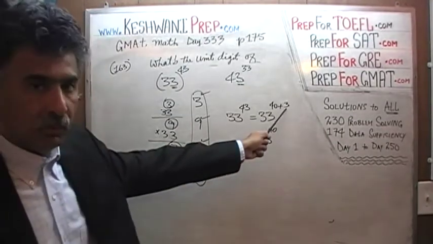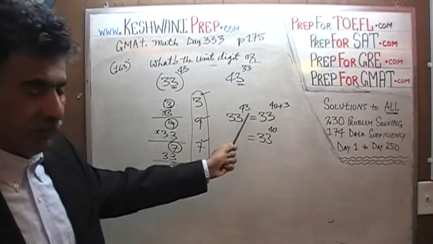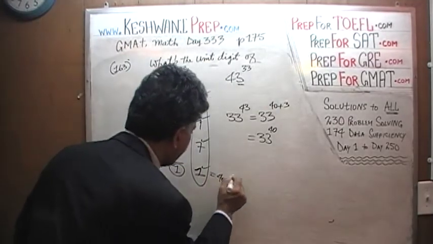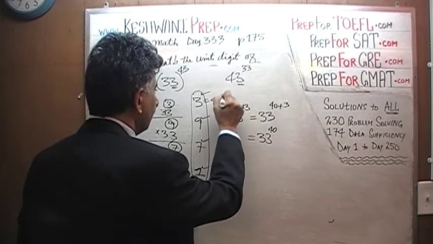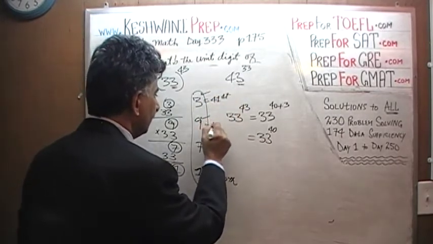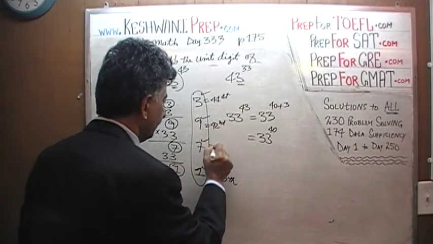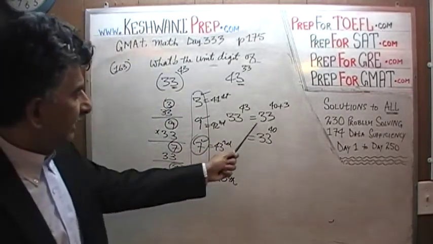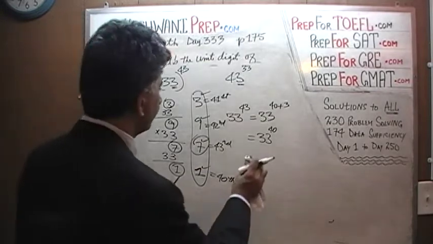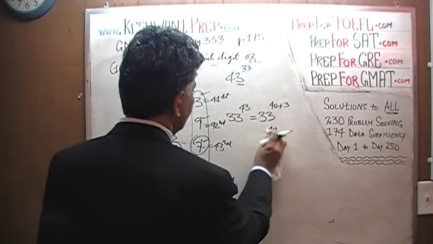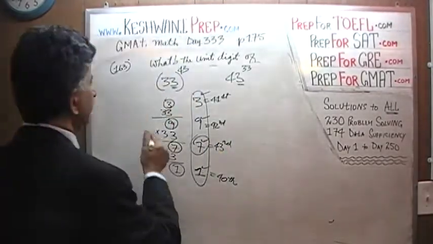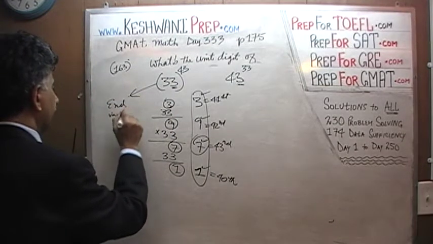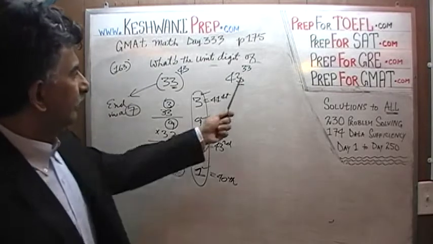We have 3 more to go. This is the 40th, then the 41st, 42nd, and 43rd. The 43rd is going to end in a 7. So 33 raised to 43 ends in a 7.